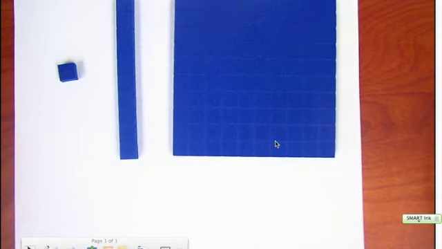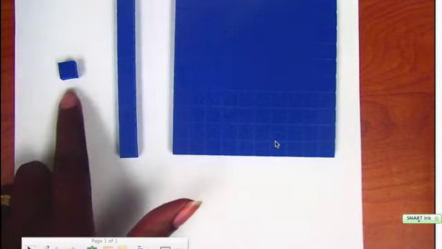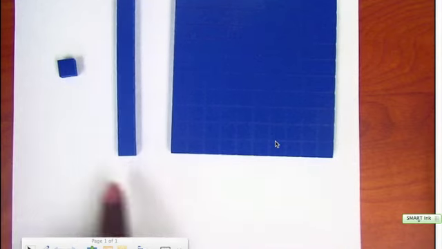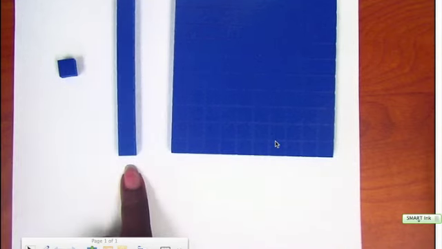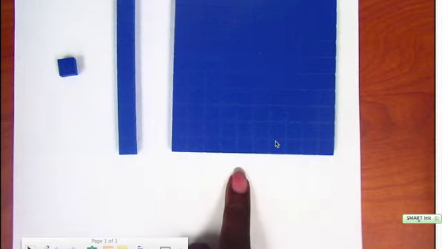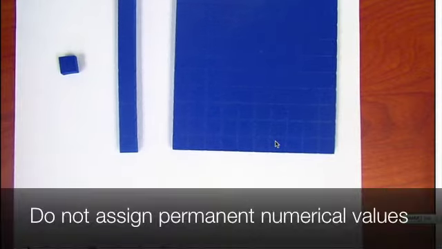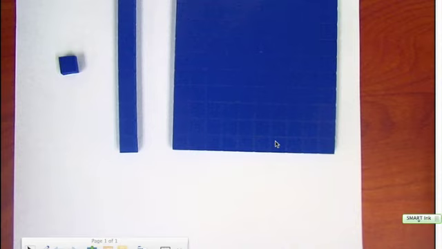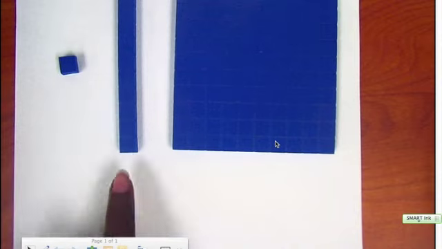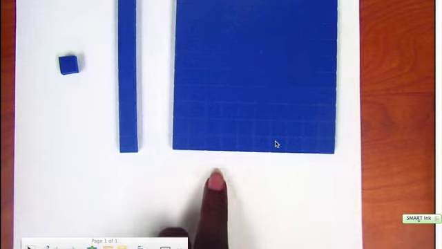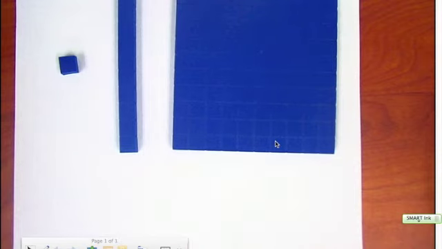Usually we hear the unit identified as ones, the long or rod identified as tens, and the flat identified as 100s. We want to be careful not to assign a permanent numerical value to any base 10 blocks. We will use the terms unit, long or rod, and flats. The reason we don't give the base 10s a permanent value is because we use base 10s for other practices in math like decimals. Then the numerical value of each base 10 changes.